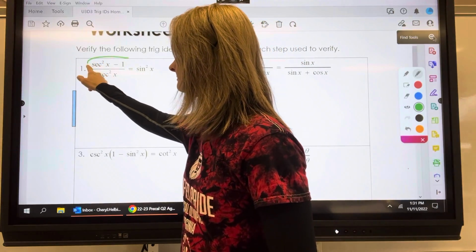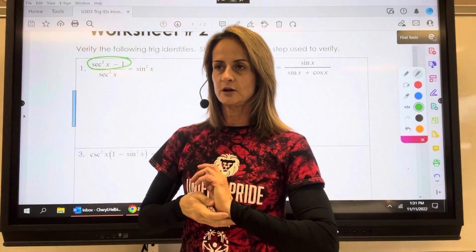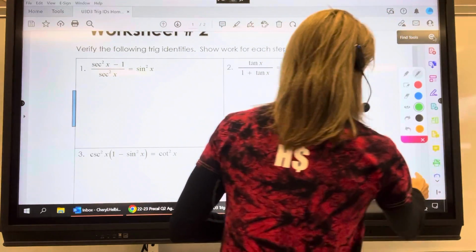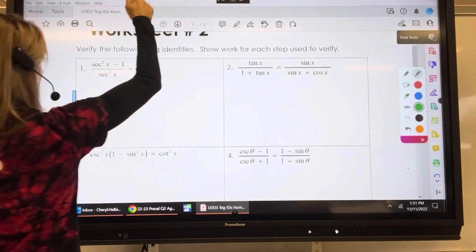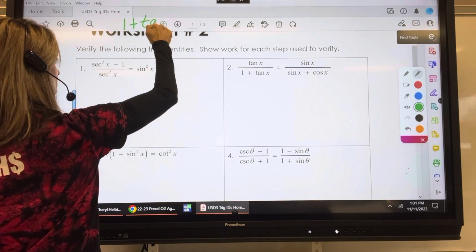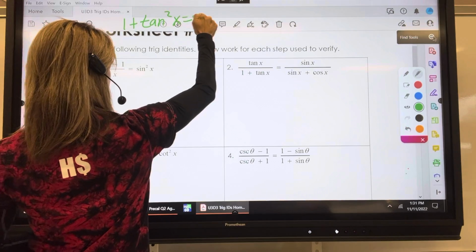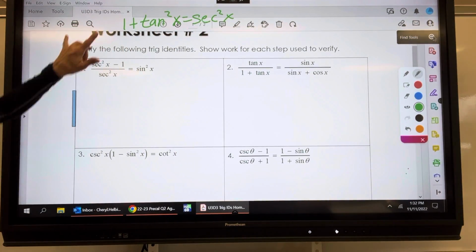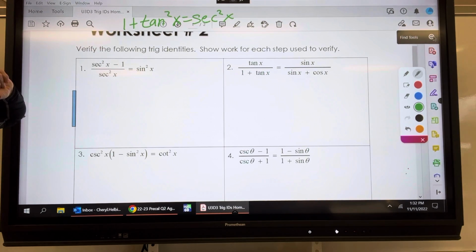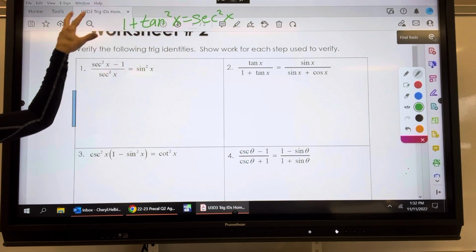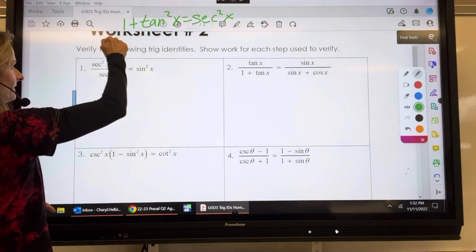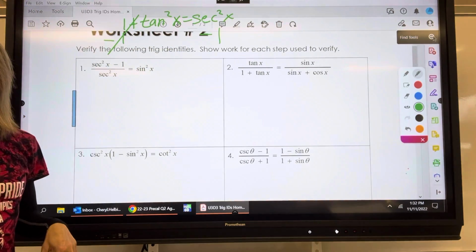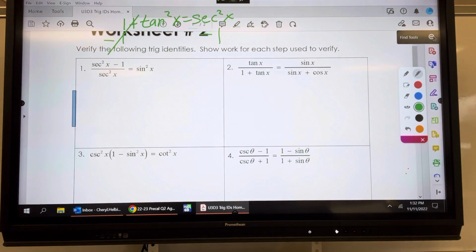This looks really familiar, really similar to one of the Pythagorean identities: 1 plus tangent squared equals secant squared. I'll write it up here. Now, this says secant squared minus 1, so I'm going to have to manipulate this Pythagorean identity to get it to look like secant squared minus 1. All I have to do is subtract 1 from both sides. Now I can see that secant squared minus 1 equals tangent squared, so I'm just going to substitute tangent squared in.